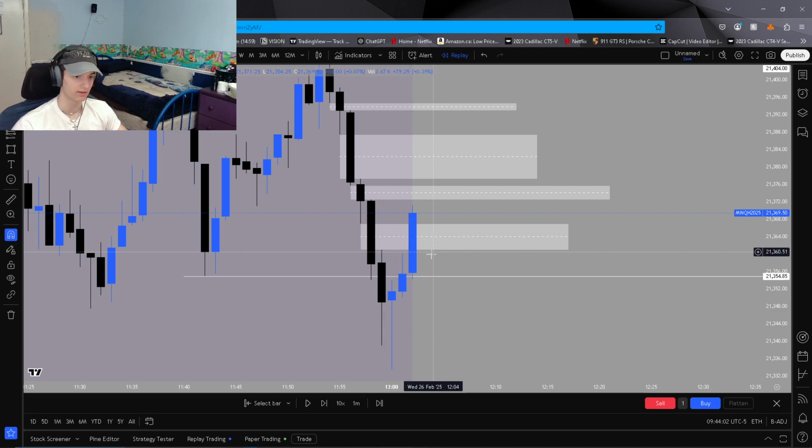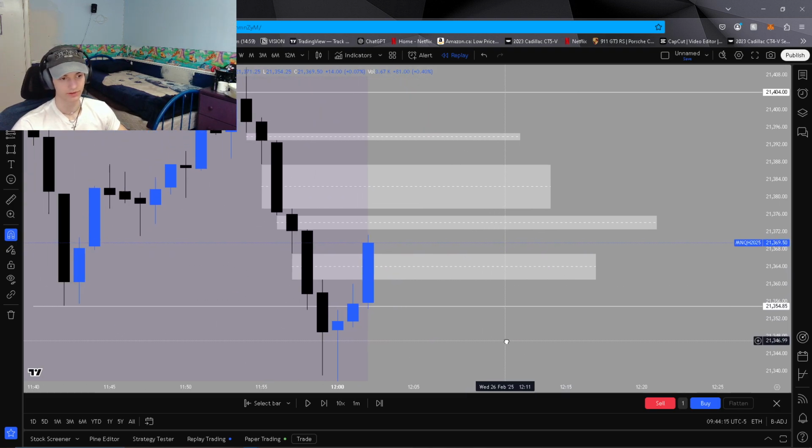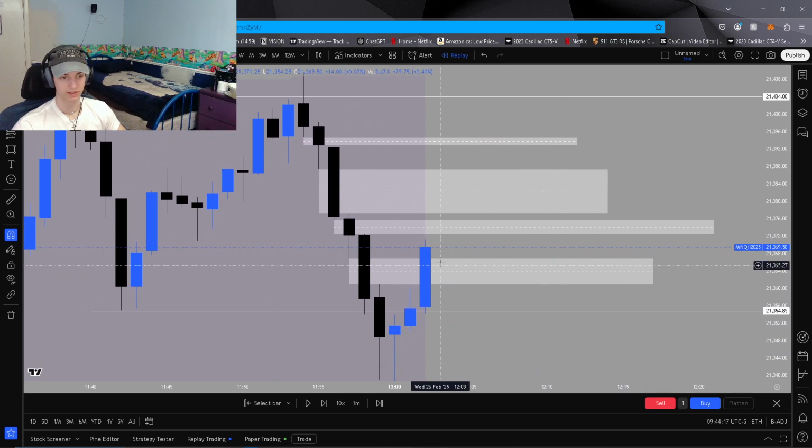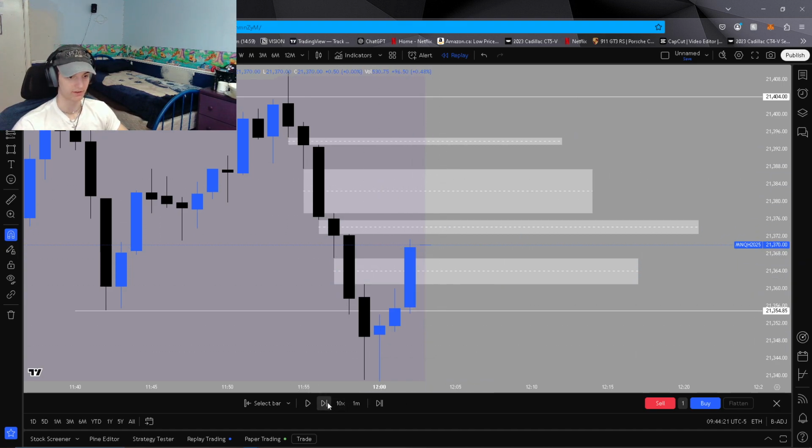I wouldn't enter off this. I want to see a wick tap into one of these, or I just want to see us respect one of these. We just disrespected this first fair value gap. So I wouldn't enter off this retracement because we just straight up disrespected this. I would like to see us respect one of these fair value gaps, then I would enter off this.